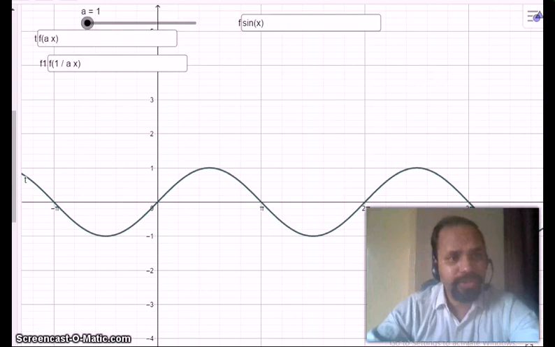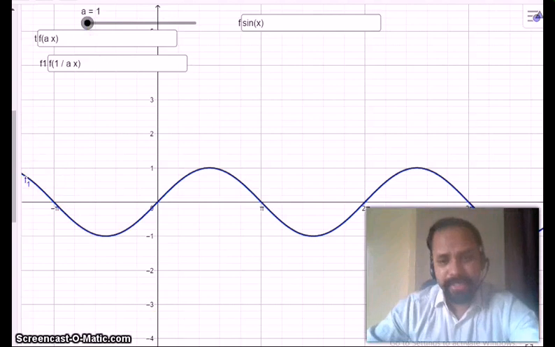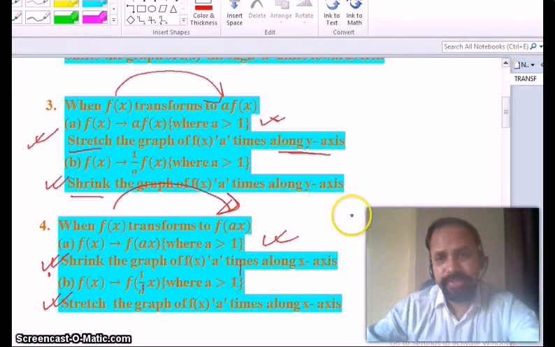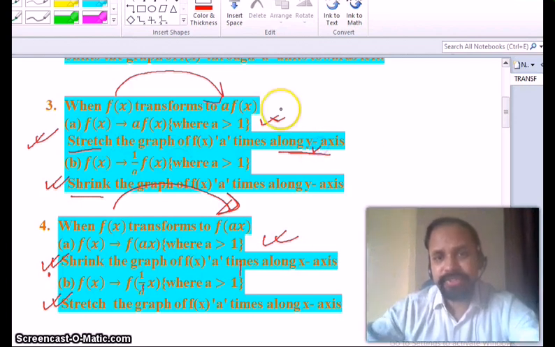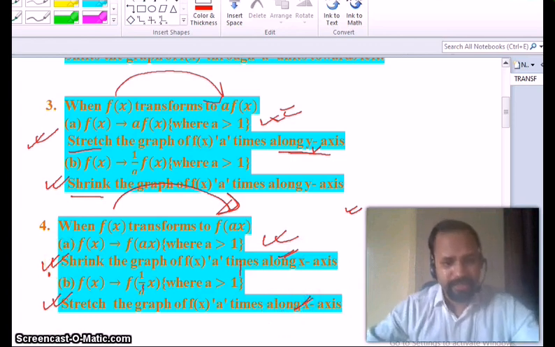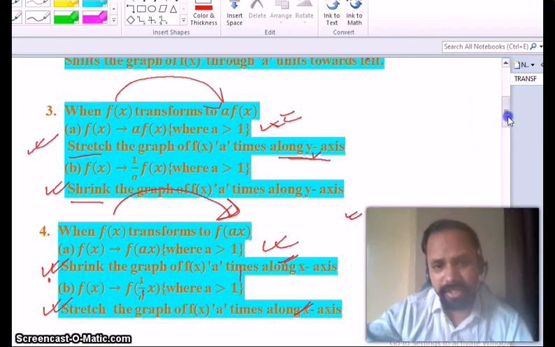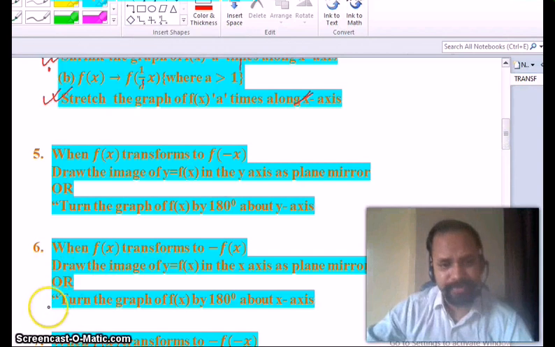If we see both, then see here, for this one, ax, it shrinks A units, and for 1 by A, it expands A units along the x axis. Same for this one. In this one, it stretches along the y axis, and shrinks along the y axis. In this one, it shrinks along the x axis and then expands along the x axis. Okay, next we'll see our fifth property.